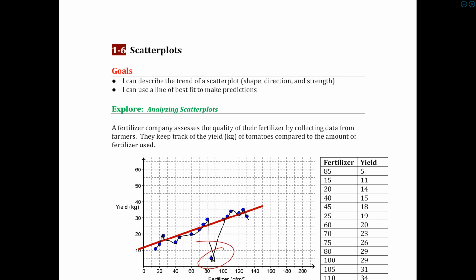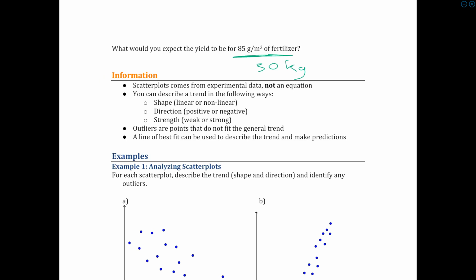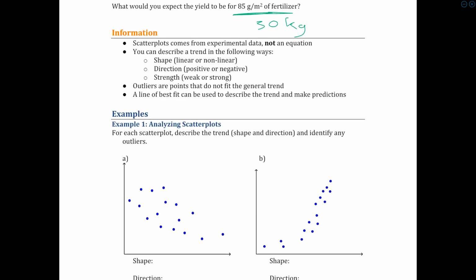On this last one, there's also a point that we would call an outlier. This point here is a great example of an outlier. Some point that doesn't seem to fit the trend very well. It doesn't mean we disregard them, but it just means we say probably something is happening that doesn't fit, especially if there's just one like that. And the line of best fit can be used to show the trend and make predictions.